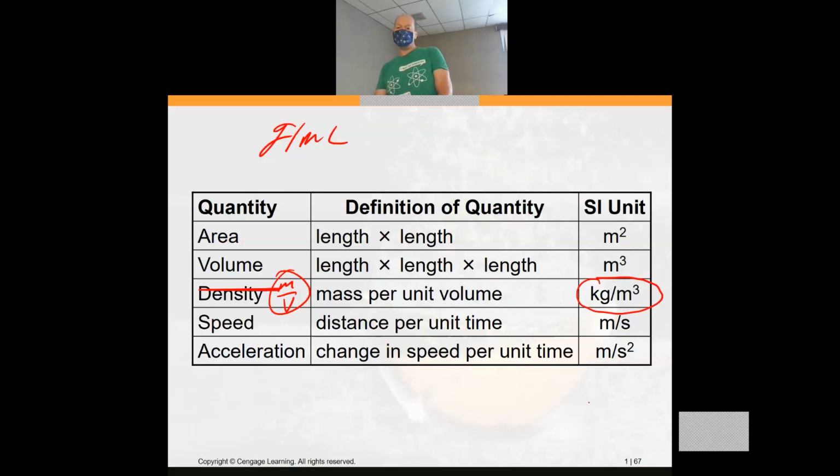Speed, distance per time, so that's meters per second, and acceleration is meters per second squared. So you should for sure know your density, which means you will actually then have to know the volume. And so let's go ahead and do the area and speed and acceleration. So you should know all of these SI units.